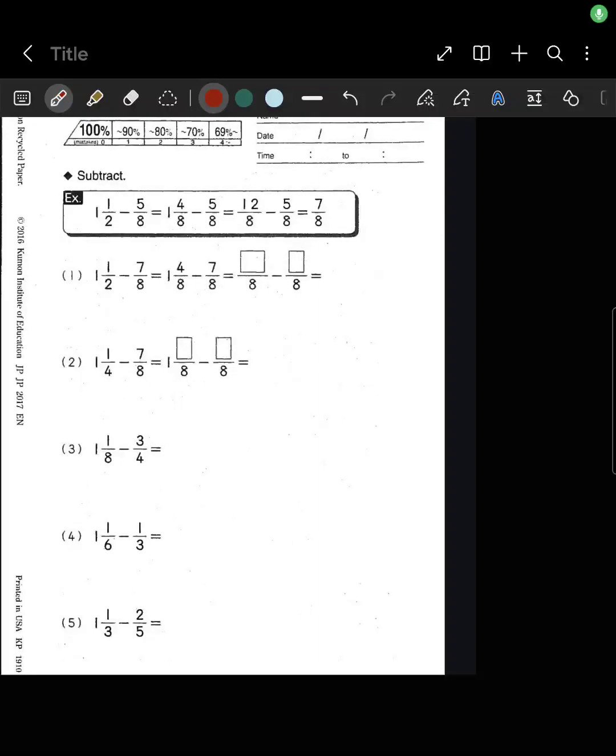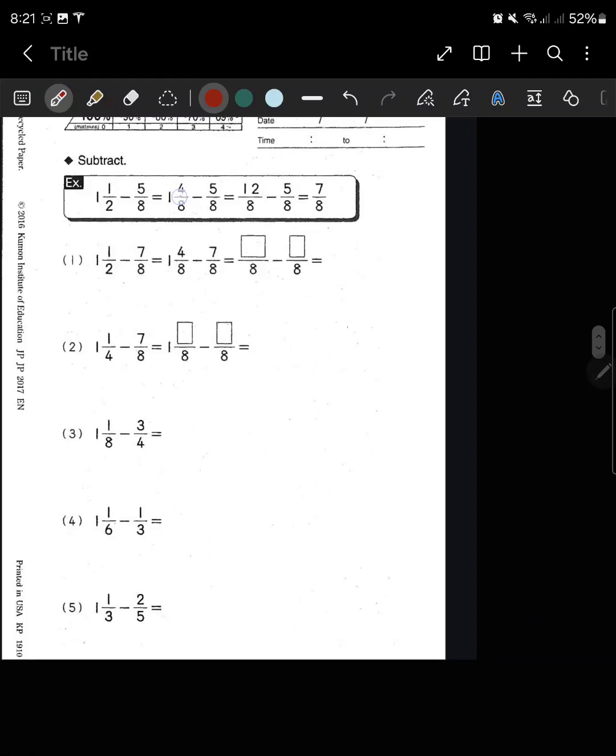In this type of question, we're trying to figure out what to do if I have a numerator that's smaller than the other numerator. So let's go through the example one time. We have 1 over 2 subtracting 5 over 8. First of all, we identify the denominators. They're not the same.